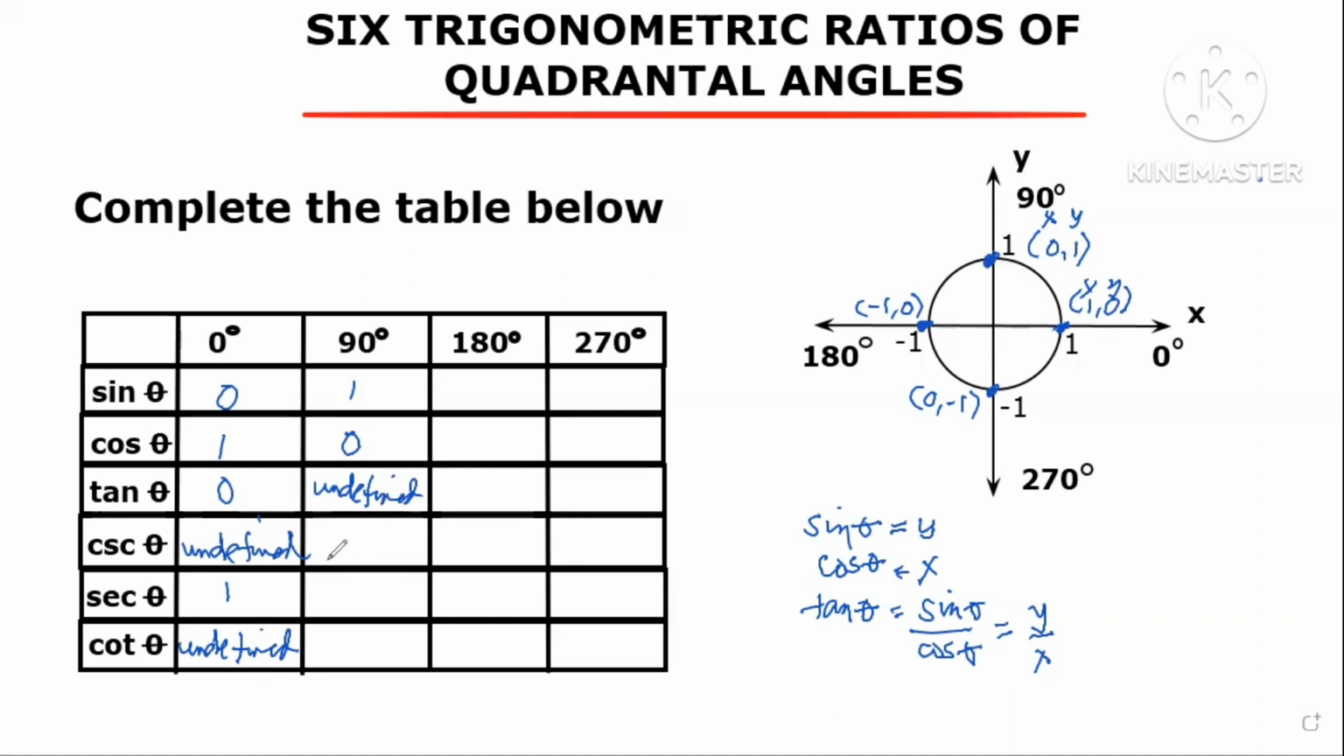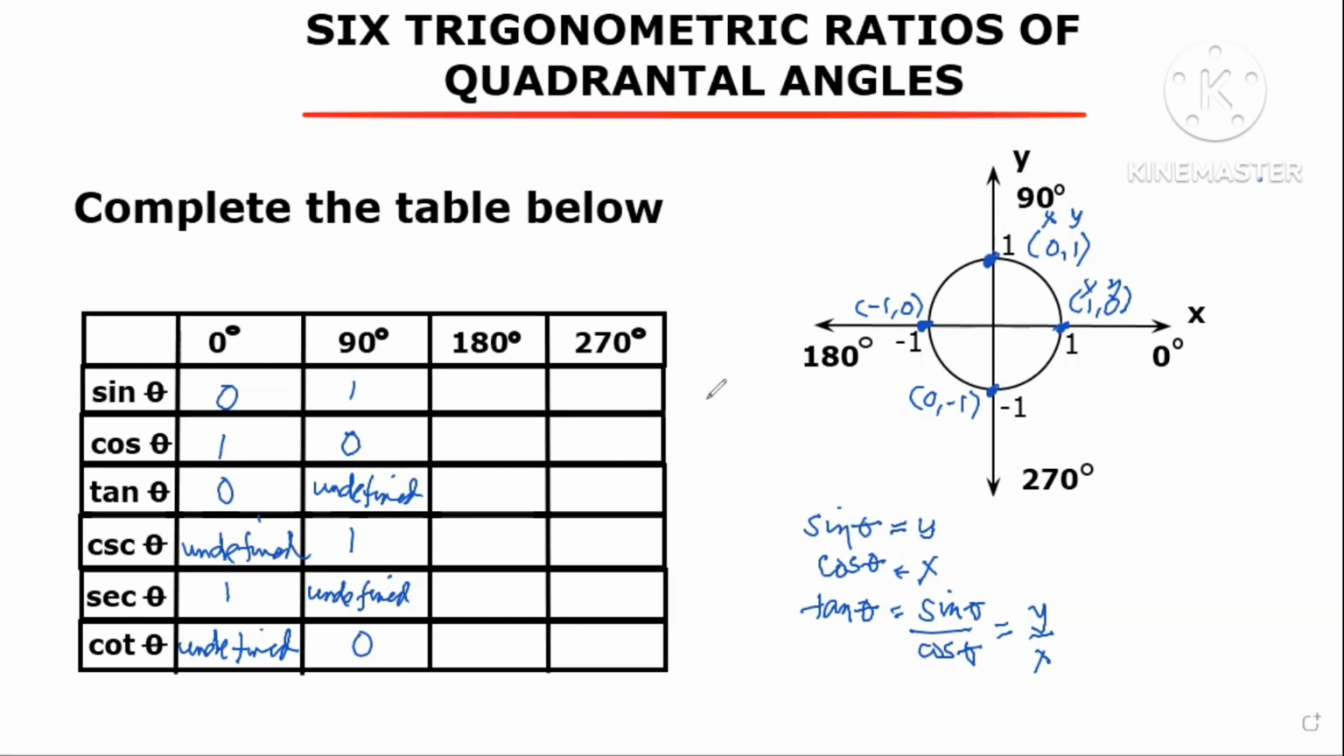And what about cosecant? Cosecant is the reciprocal of sine. So, 1 over 1 is still 1. Secant, reciprocal of cosine. And 1 over 0 is undefined. Di ba? And cotangent is the reciprocal of tangent. So, ang undefined po ay 1 over 0. Pag kinuha natin reciprocal ng 1 over 0, that would be 0 over 1. Kaya ito magiging 0 na. Okay?